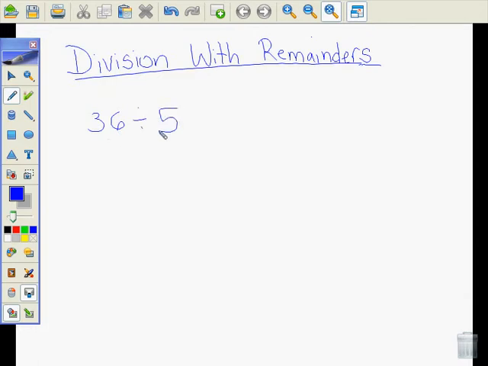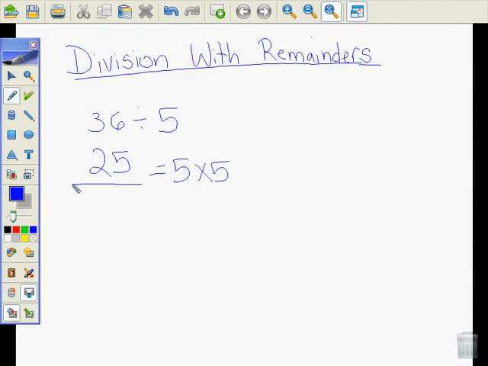What I want to ask myself is, what's the quickest way I can get to this answer? Can I repeatedly subtract 5 like last week? Yes, we can, but it's not going to get you there as quickly as you need to. Go with what you know. You know your 5s, hopefully backwards and forwards. I know right off the top of my head, 5 times 5 is 25. So I'm going to say 5 times 5 equals 25.